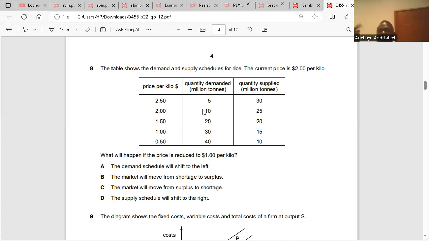A price above equilibrium price will lead to excess supply because of the law of supply. And it will be excess demand because of the law of demand. When the price falls, consumers tend to buy more because consumers are price conscious. Is it clear? Yes. So the answer is C.